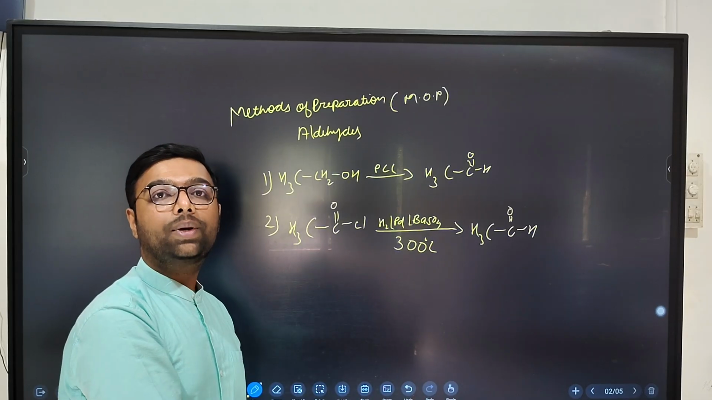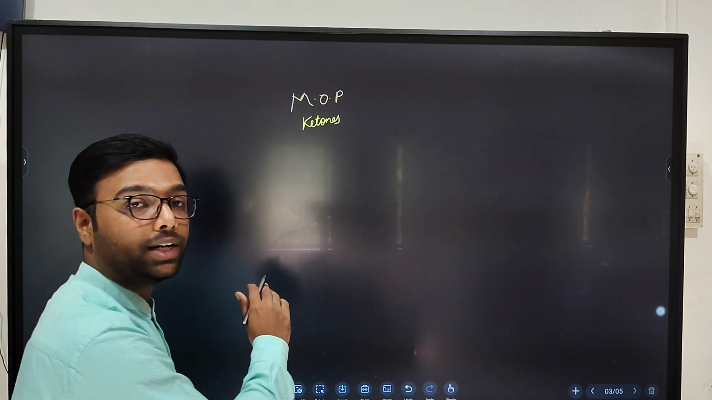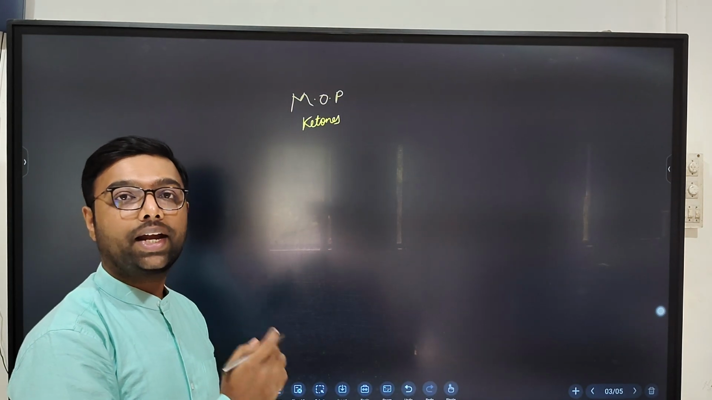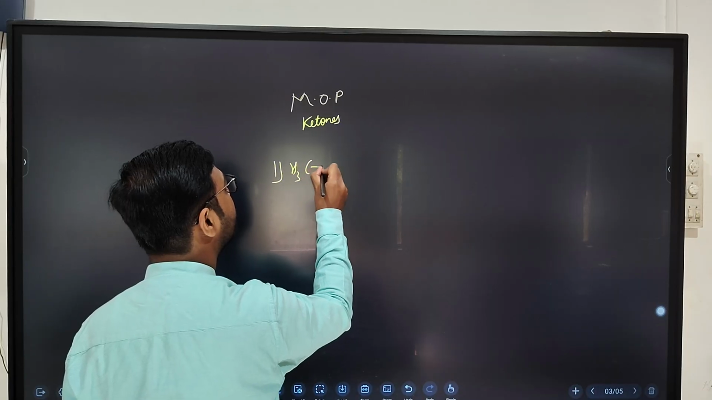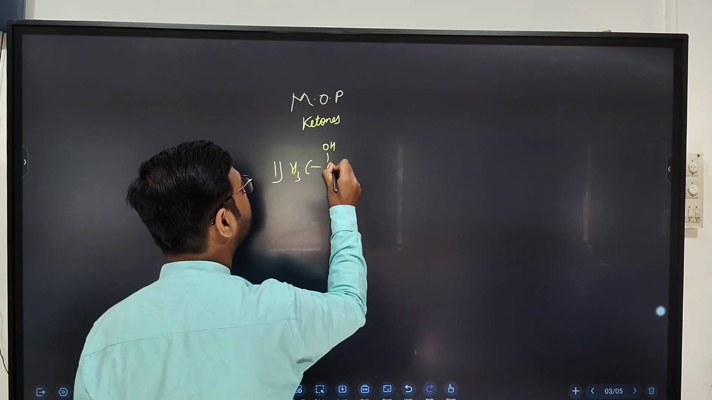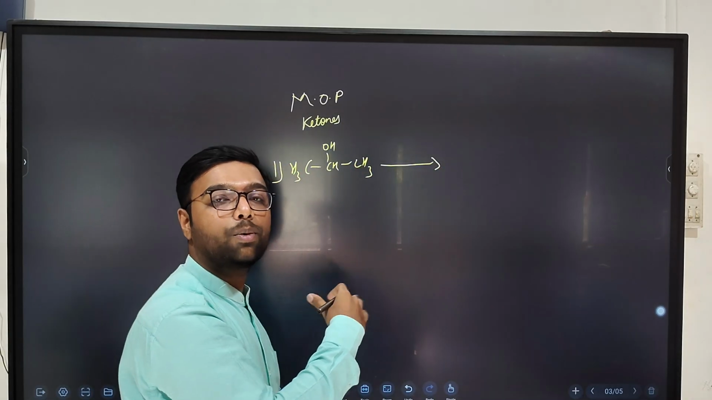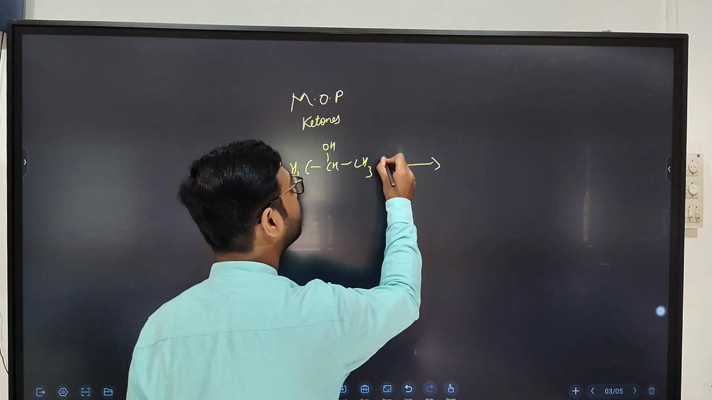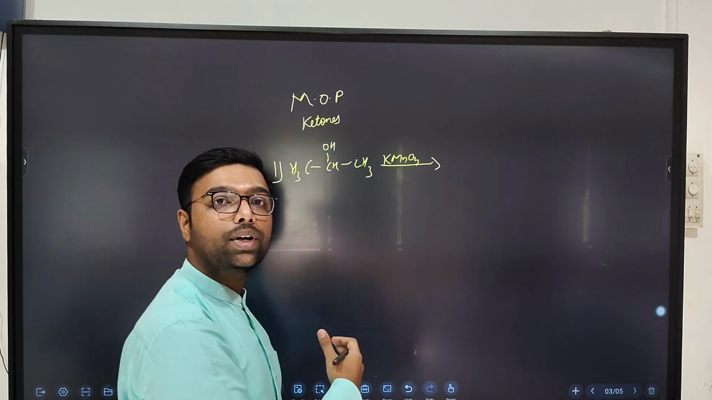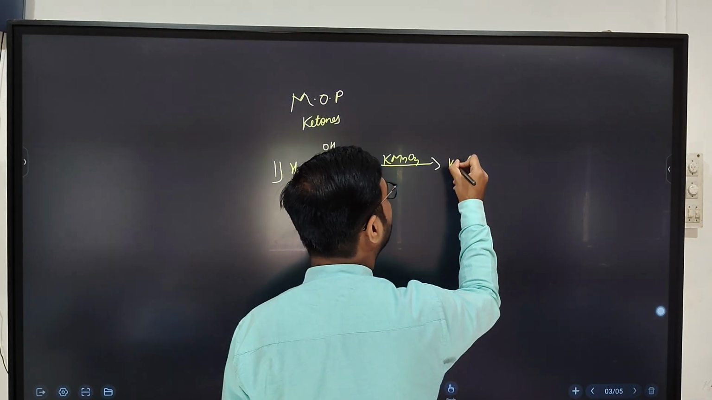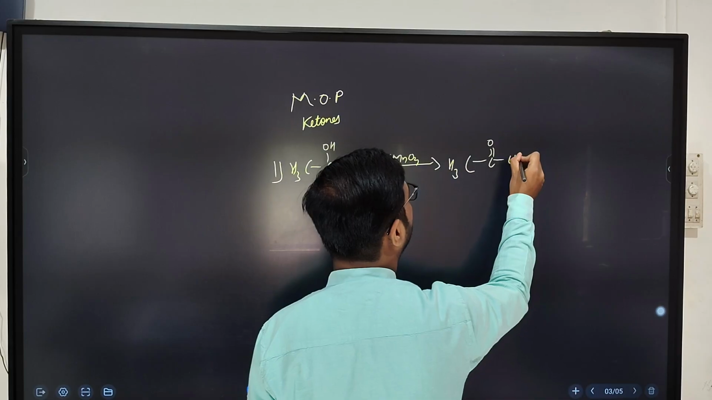Now we will move towards the methods of preparation for ketones. So in ketones, let's start with the secondary alcohol. So we have here CH3CH(OH)CH3. If I treat this secondary alcohol with some oxidizing agent like KMnO4, it will yield the corresponding ketone, that is CH3C double bond O CH3.